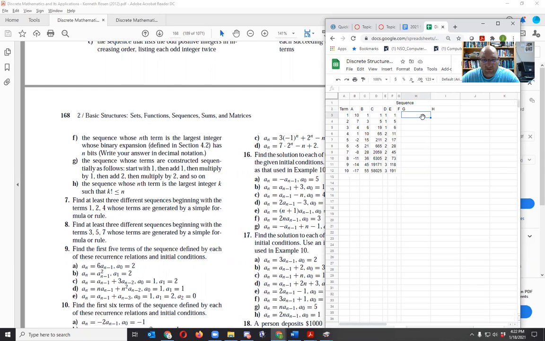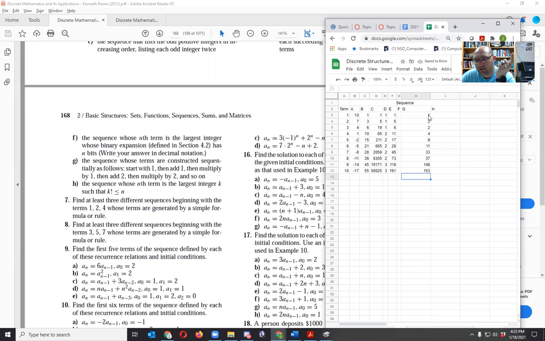All right. G, the sequence whose terms are constructed sequentially as follows. Start with 1. I understand that. Add 1, equals this plus 1. And now it says multiply by 1, so equals this times 1. Now we do equals this plus 2, equals this times 2, equals this plus 3, equals this times 3, equals this plus 4, equals this times 4, equals this plus 5, and we'll call that done.